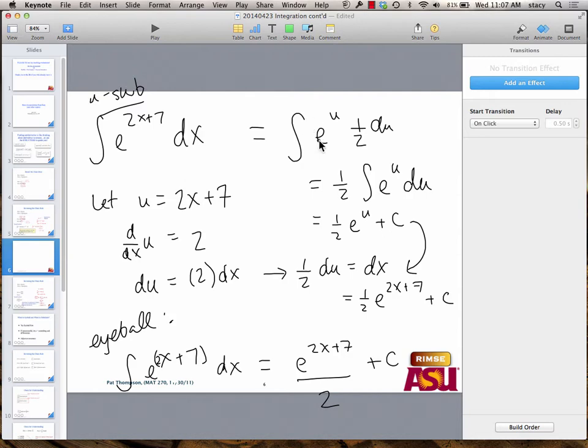Here. So I rewrote e to the 2x plus 7 as e to the u. And then the 1/2 du right here came from saying that dx is equal to 1/2 du. So then I can pull out a constant multiple. So I pulled out the 1/2 and then took the integral of e to the u, du. Okay.